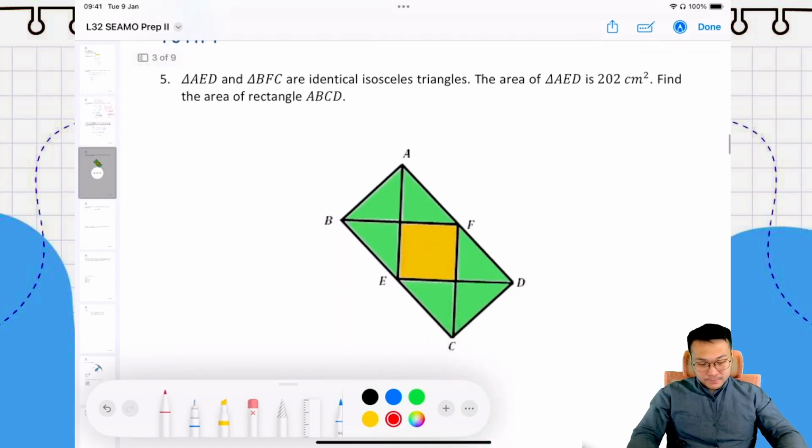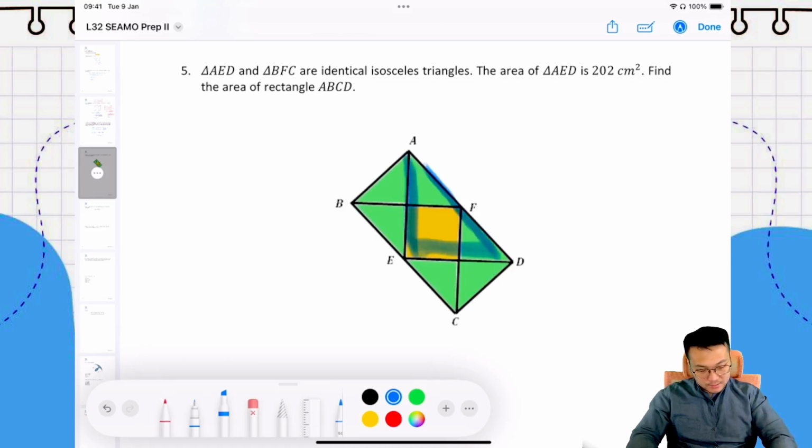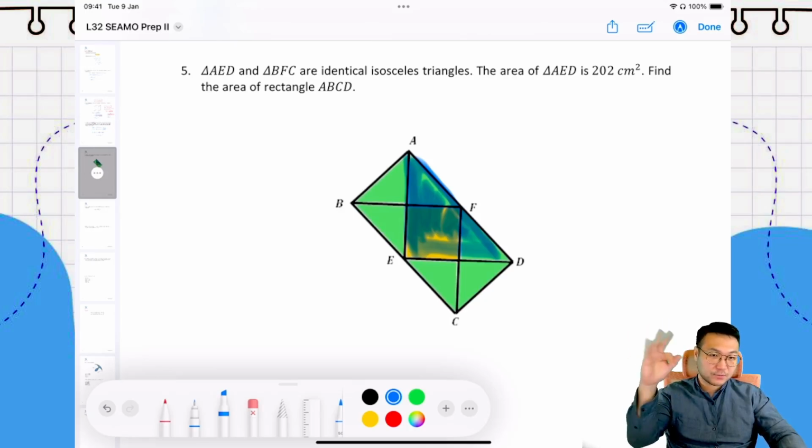Okay. Students, you have 2 isosceles triangles and the area of AED is 202. Now, what is AED? AED is this area here, and they tell you that it is 202. Find the area of the entire rectangle. 30 seconds. Give me your answer now.